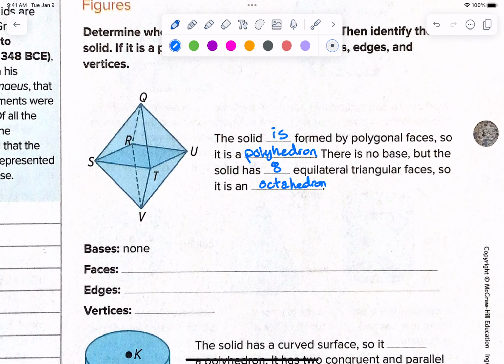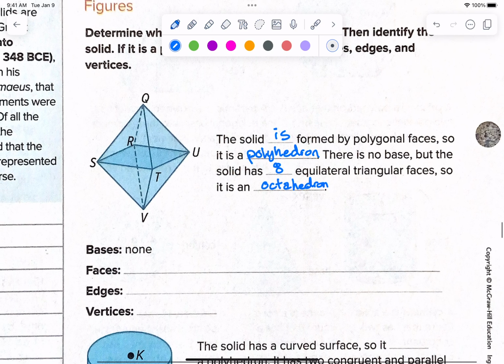All right, here's the deal. Do you understand that he has no base? Right? Even if we lay him down on one side, that's not considered a base, right? If we lop off the bottom half and just have the pyramid on top, yes, he will have a base, right? But this one will not, okay? So bases, there are none. They want us to name the faces. Okay, like one of the faces would be this front side, which is SQT, right? SQT. How many faces are there total?